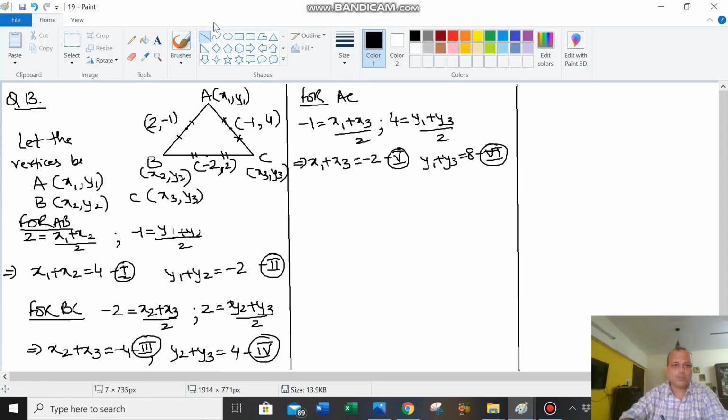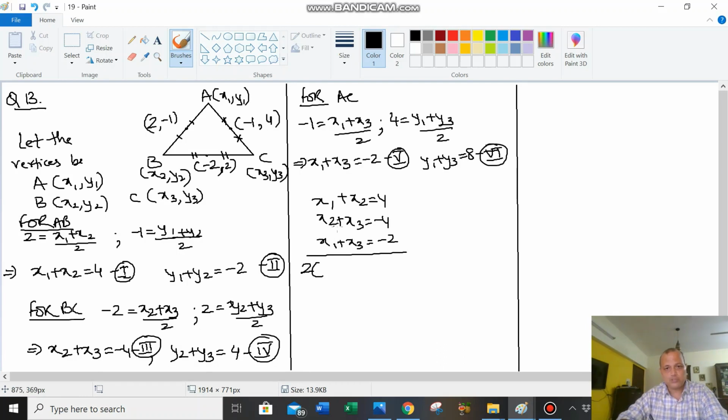So my method of solving it, there could be many methods. I add them up together. That's the method that I use. So let's add all of them up. x1 plus x2 is equal to 4. x2 plus x3 is equal to negative 4 and x1 plus x3 is equal to negative 2. When I add them up, I get 2x1, 2x2 and 2x3. So that's 2 times (x1 plus x2 plus x3) gives me 4 minus 4, that's 0, minus 2, which means x1 plus x2 plus x3 is equal to negative 1. So this is my equation number 7.